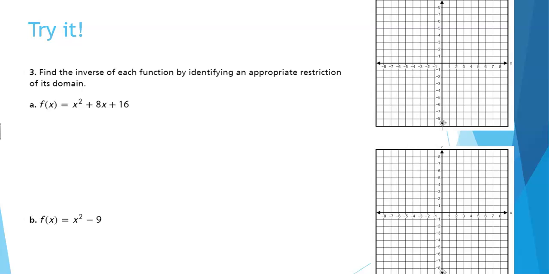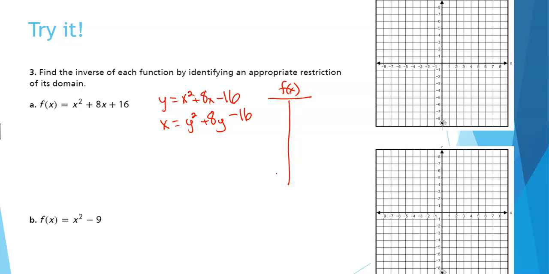This one, the first one, though, is a little tricky to do the inverse. I'll get you started. Because if you did y equals x squared plus 8x plus 16, and then you flipped it around, you'd end up with this thing. Well, that's a little messy to try to find what that would look like. So what I'm going to recommend is for f of x, you do a table. And I'm going to give you some values here to make it a little easier.